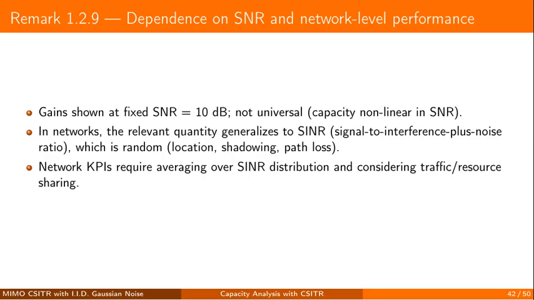In real networks, the relevant quantity generalizes to SINR, the signal to interference plus noise ratio, which accounts for interference from other base stations as well as noise. This quantity is itself random, shaped by user location, shadowing, and path loss. Network-level performance requires averaging capacity over the SINR distribution and accounting for traffic and resource sharing across users. That is the subject of part 2 of this series.